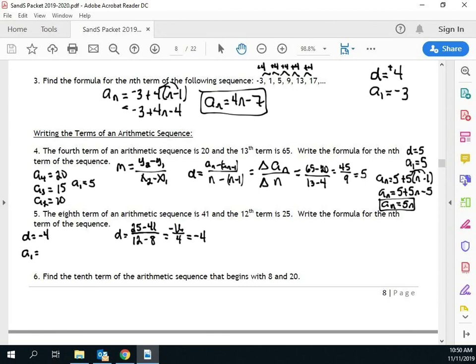So every time I move back, what am I going to have to do to that 41? Not add 4. We're subtracting. Now, since it's negative 4, we're going to have to add to go to the left, to go to larger values. But let's go ahead and avoid that if we make that mistake. So let's go ahead and do this. We can do this. Plug in what we know and solve for A1.